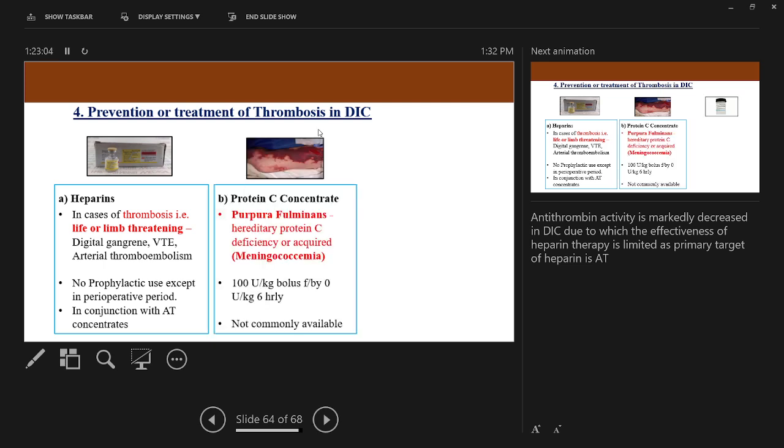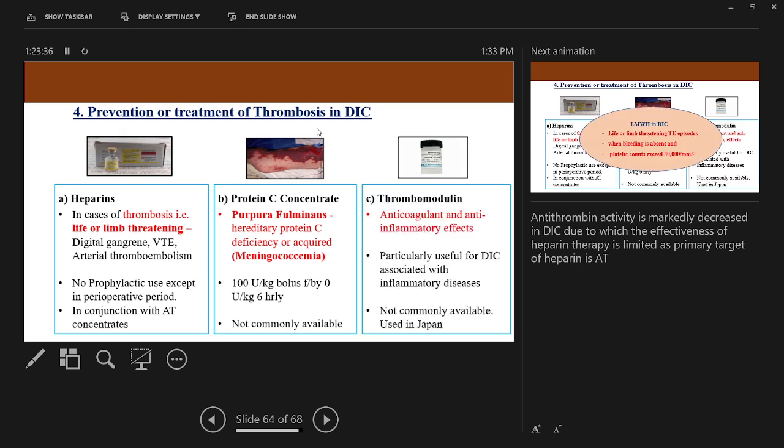Also, there is something called purpura fulminans, which is nothing but hereditary or acquired deficiency of protein C. In case of acquired deficiency, it is basically meningococcemia which leads to protein C deficiency. In such patients, there is bleeding into the skin, which is hemorrhagic necrosis of the skin, called purpura fulminans. In that, we can give protein C concentrate, 100 units per kg bolus, followed by 6 hourly, I think 10 units per kg 6 hourly. It is not commonly available.